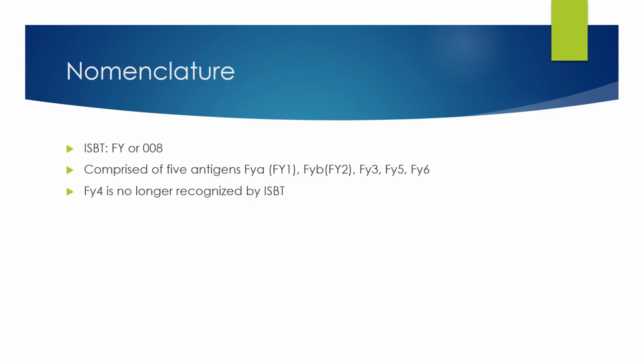The ISBT symbol for the Duffy blood group is FY, and 008 is the numerical designation. The Duffy blood group is composed of 5 antigens: Duffy A, Duffy B, Duffy 3, Duffy 5, and Duffy 6. Previously, there were 6 antigens, but Duffy 4 is no longer recognized by the ISBT.